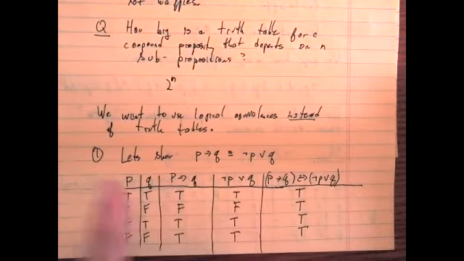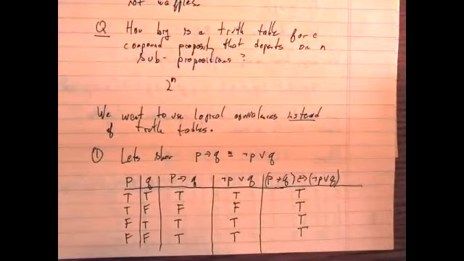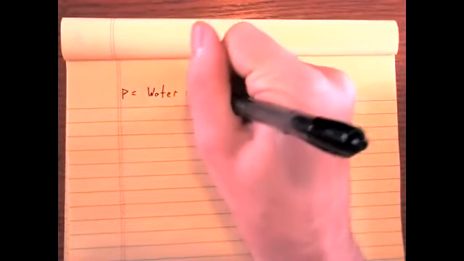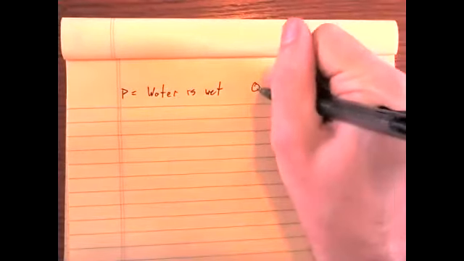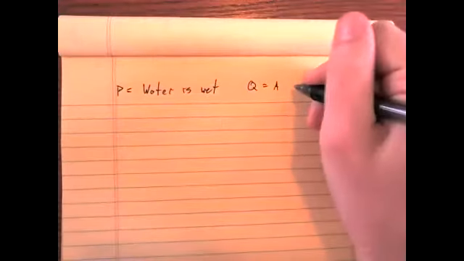So the proposition P implies Q is not the same proposition as not P or Q, but they return the same truth values. So if you're only considering propositions up to logical equivalence, these can be replaced. So I'll say this once again because it bears repeating. Let's use these controversial propositions. P is equal to water is wet, and Q is going to be equal to a hot dog is a sandwich.